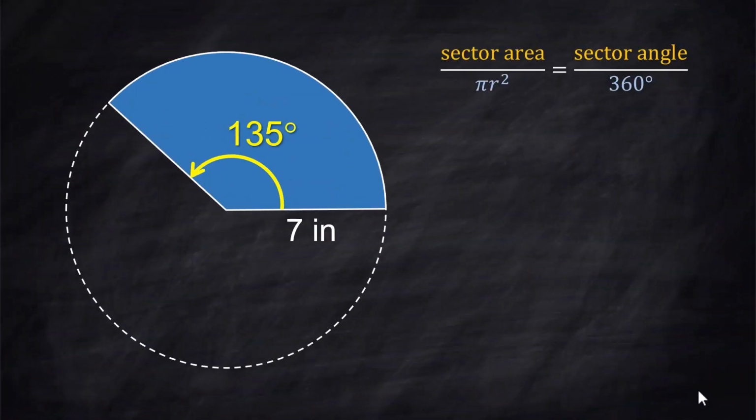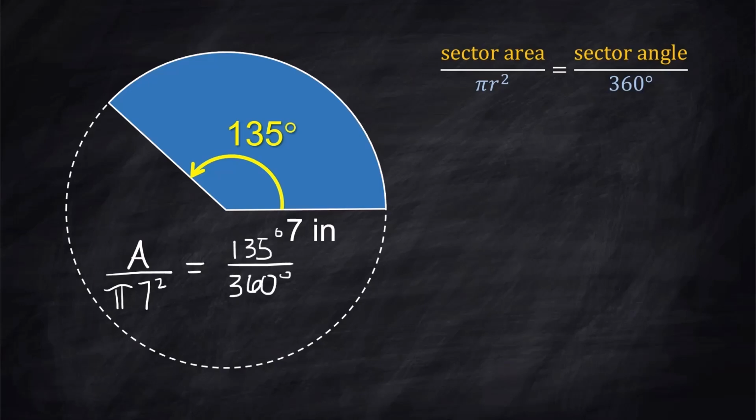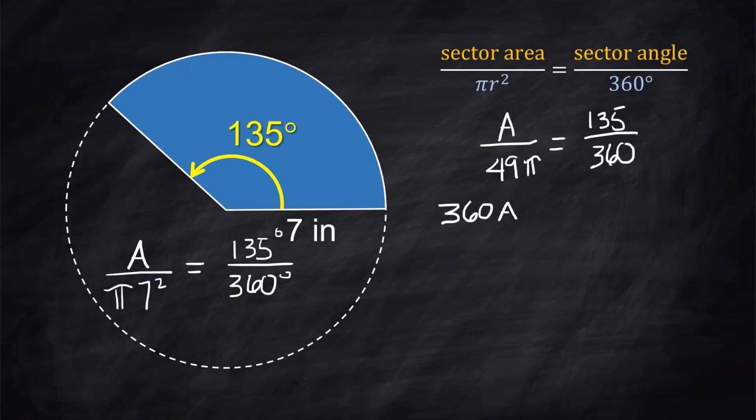Let's find the area of this sector that has a central angle of 135 degrees. The whole circle has a radius of 7 inches. So I set up our proportion: area over pi r squared, and the radius is 7, so that's 7 squared. We'll set that equal to 135 degrees over 360 degrees. Doing a little bit of simplification by just multiplying out the 7 squared, that's area over 49 pi equals 135 over 360. Now we cross multiply. 360 times area of the sector equals 135 times 49 pi.